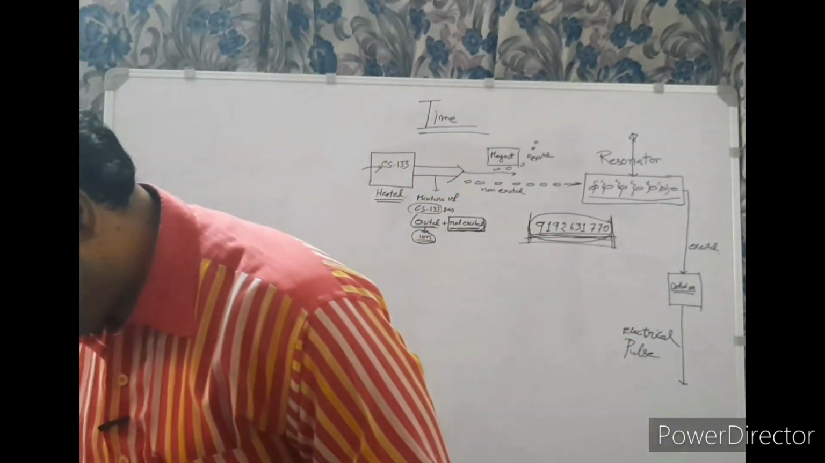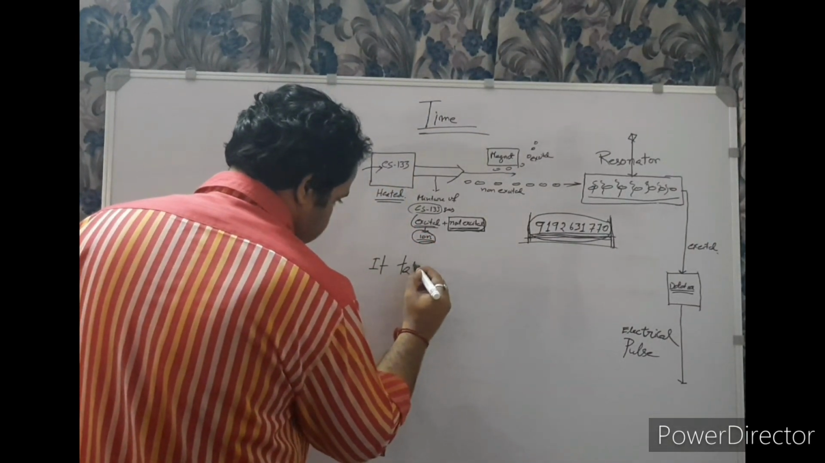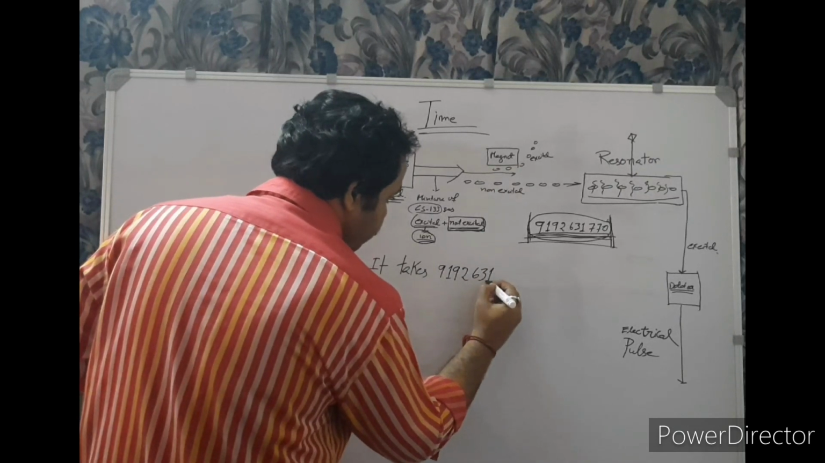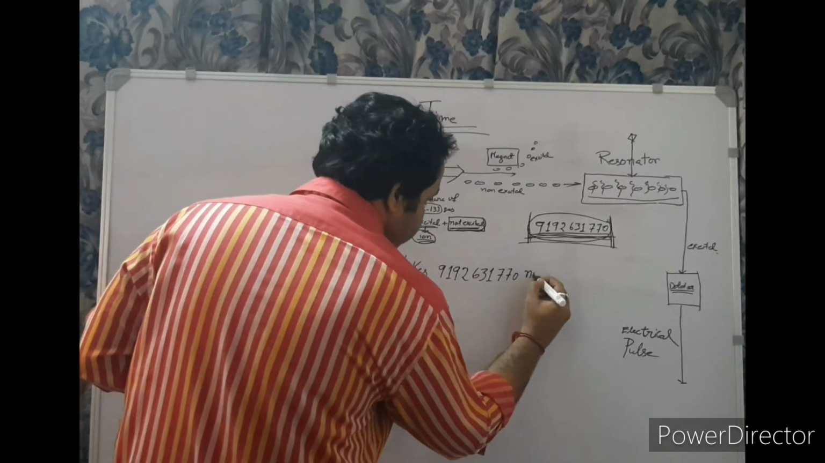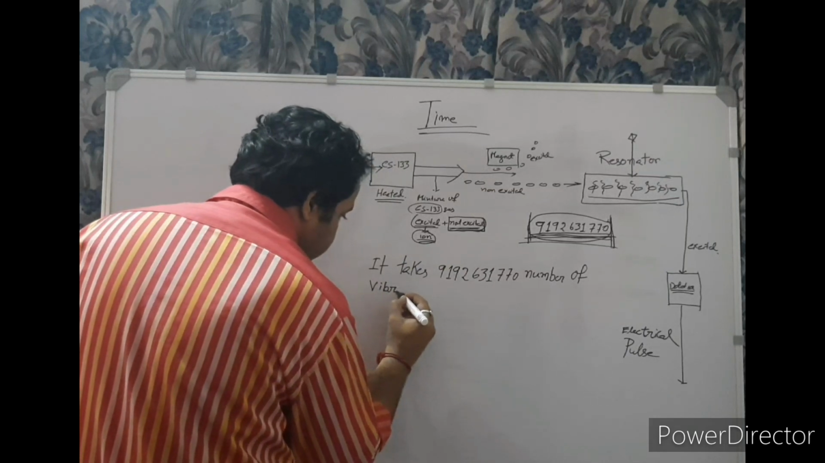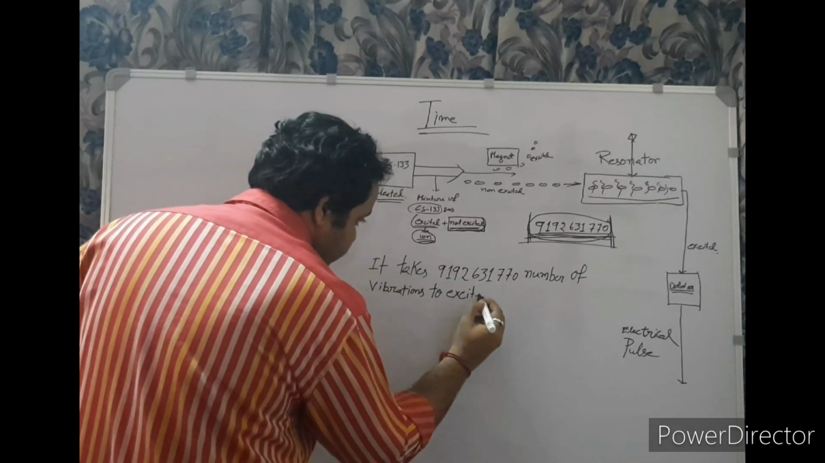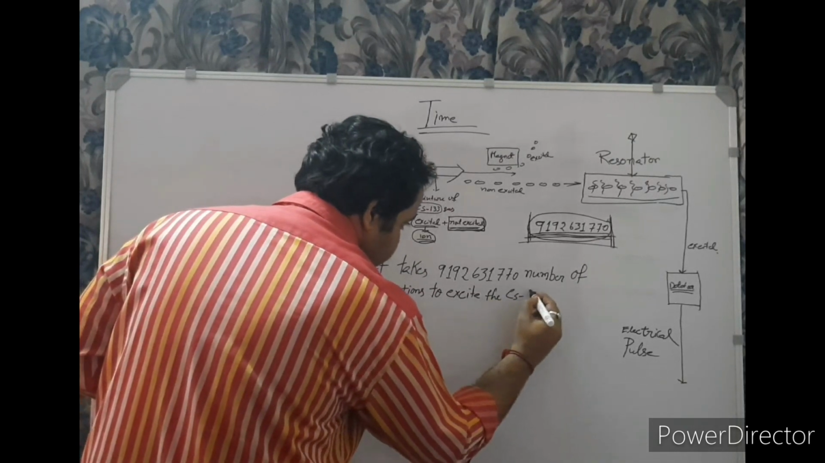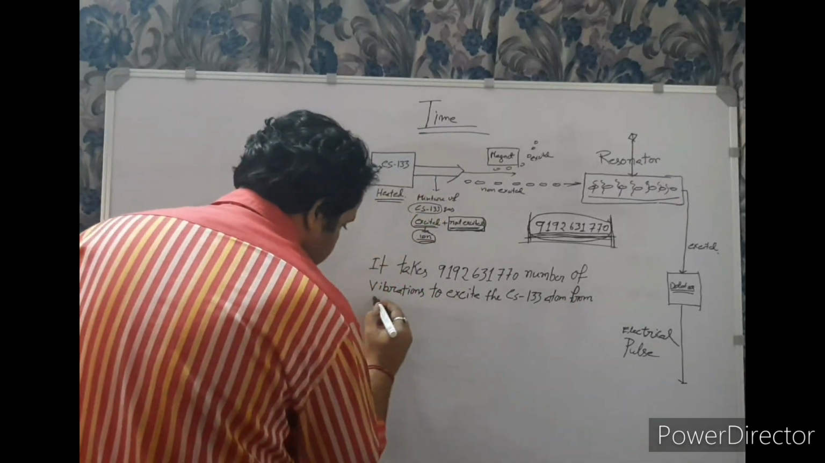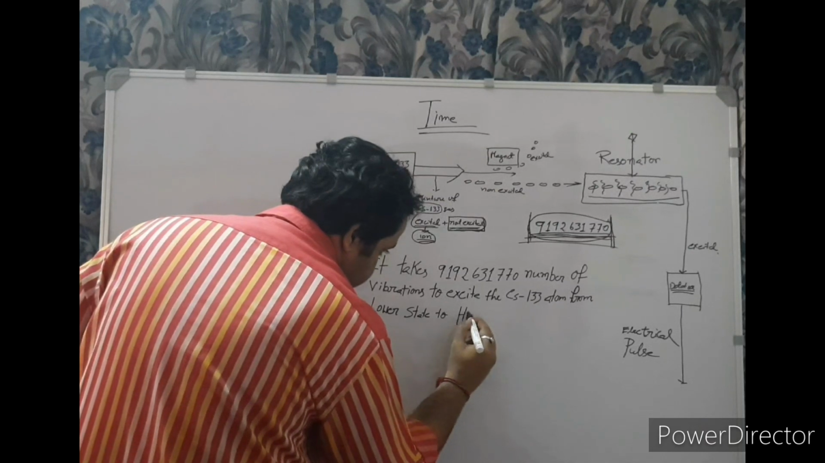So what will be the definition? We know that it takes 9192631770 number of vibrations to excite the cesium-133 atom from lower state to higher energy state.